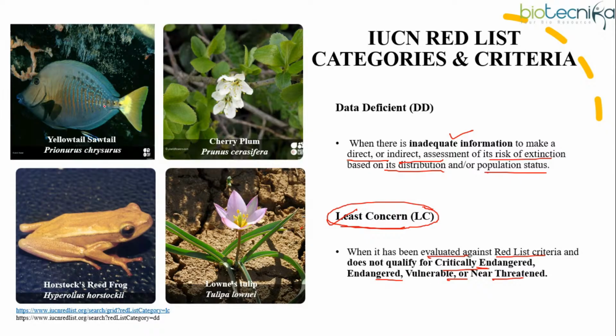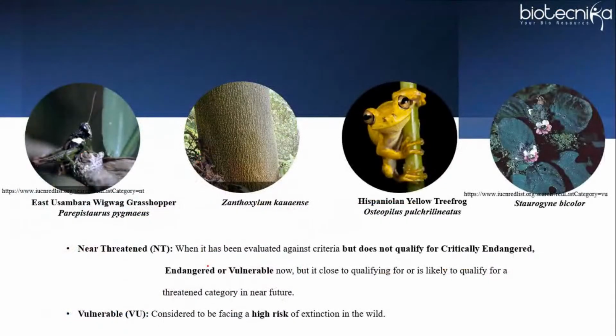So here you can see some examples on your screen. The first two are examples for data deficient, and the horsestalks, reed frog, and longy tulip are for least concern. Then near threatened.